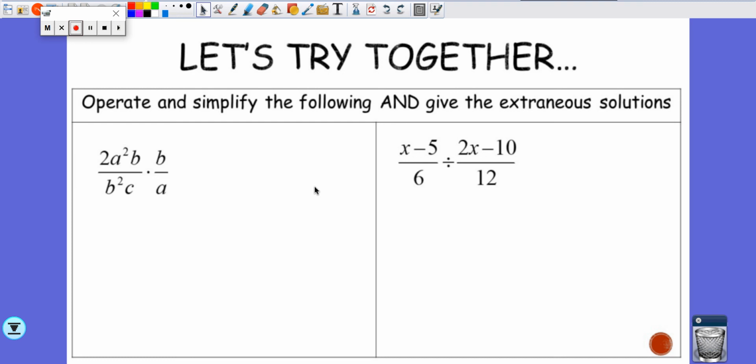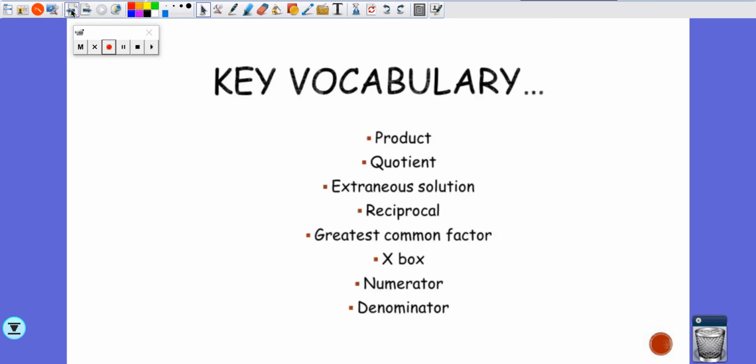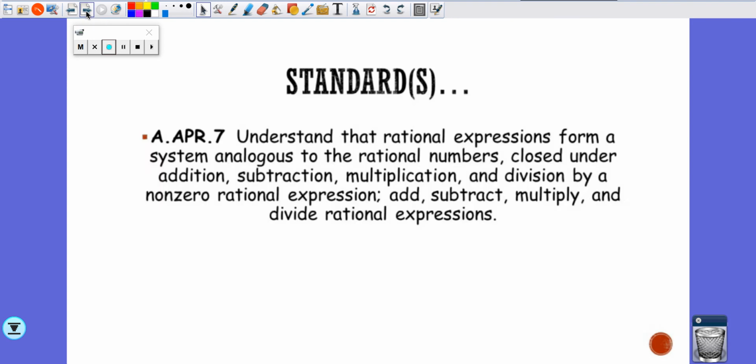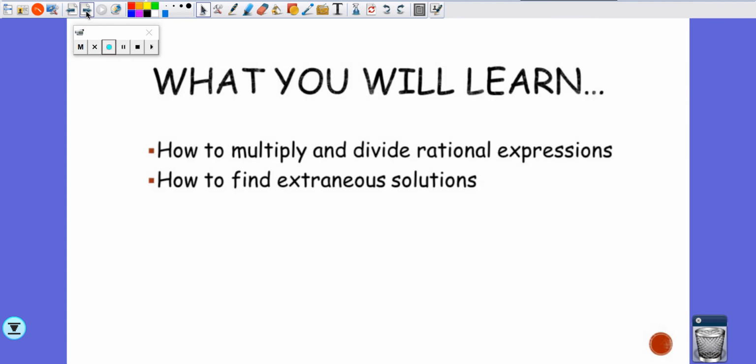Alright guys, so here, let me go back. So this is a new lesson where we're going to talk about multiplying and dividing rational expressions. We talked about simplifying rational expressions. Now we're going to talk about multiplying and dividing them. What you're going to learn in this lesson is how to multiply and divide rational expressions and how to find extraneous solutions.